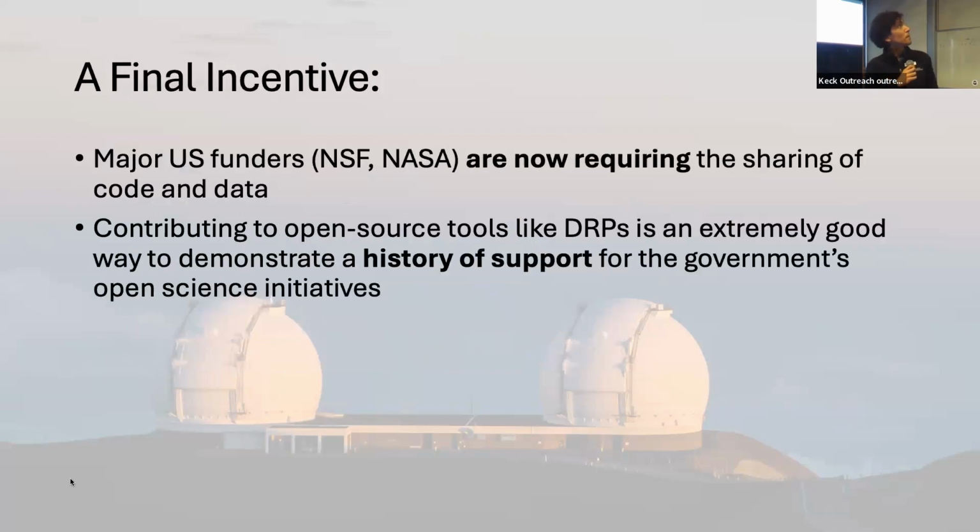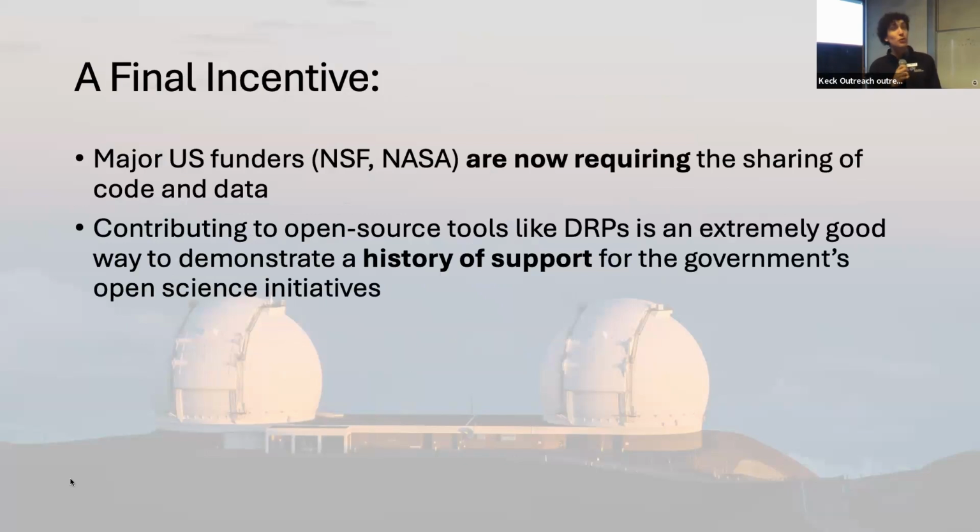So we have a history of this working out really well, and spending a summer in Hawaii is a lot of fun. And as a final incentive, major US funders, NSF and NASA, are beginning to require people to share all of their data. Data means code as well as the observations publicly and openly. So anybody who's written a grant recently has gotten to write a data management plan, which is a 2-page document that talks about how you're going to keep track of all of this stuff and make sure everybody has access.